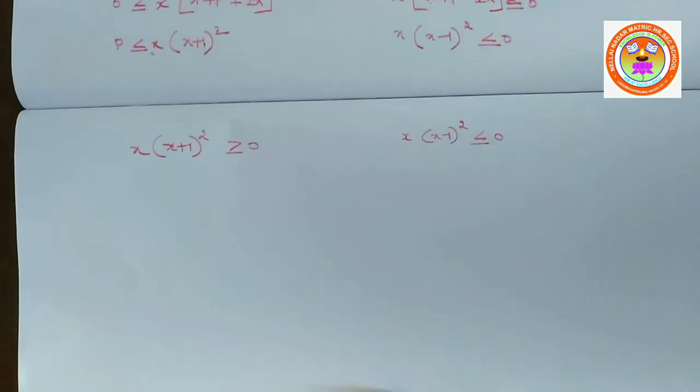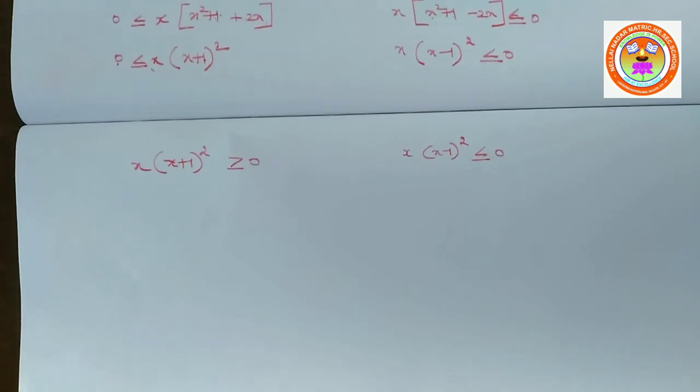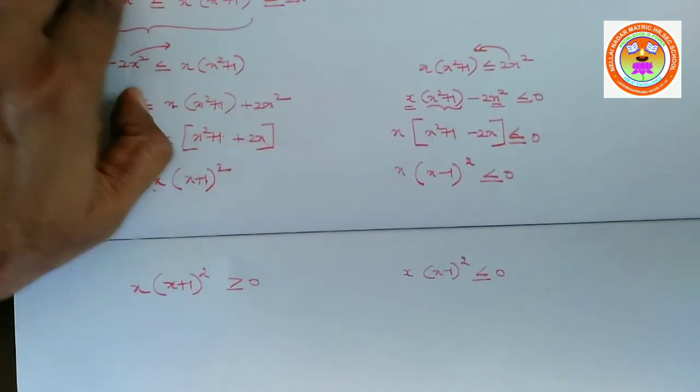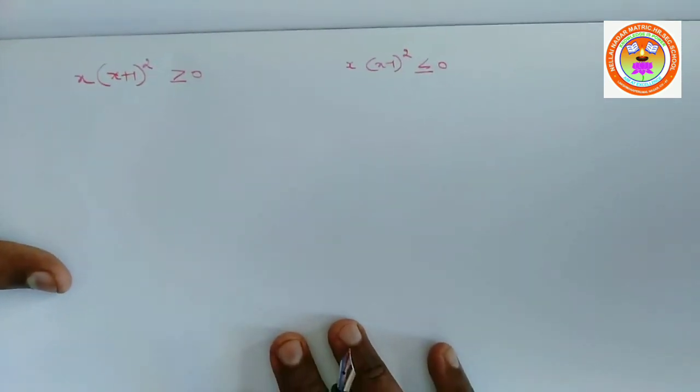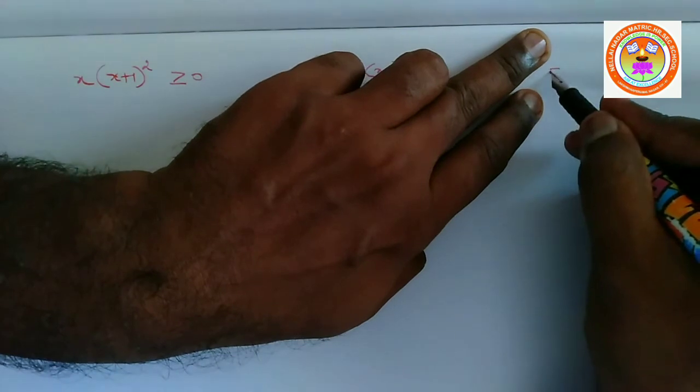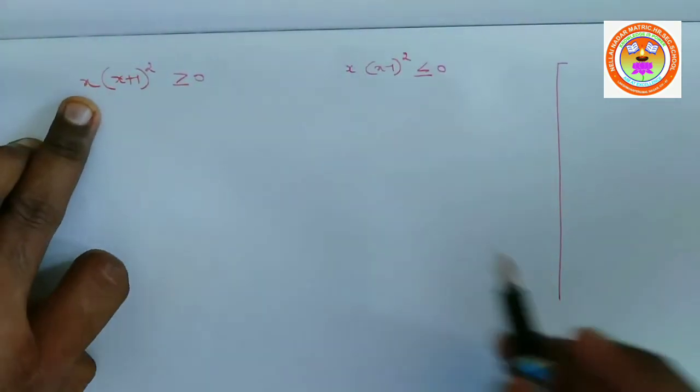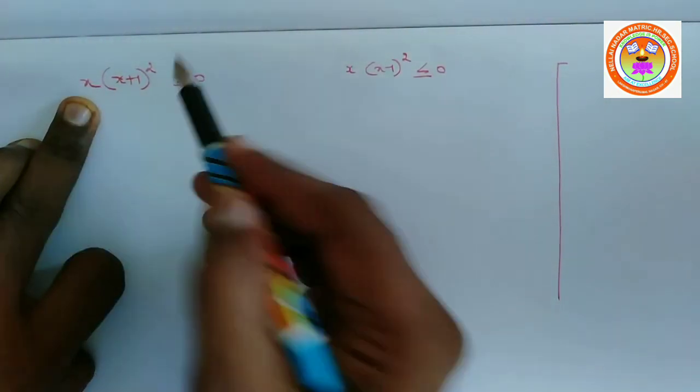Now the main thing is we know the value lies between minus 1 to 1. Otherwise we can find it another way. How? See here, this is x equal to 0, the one value.